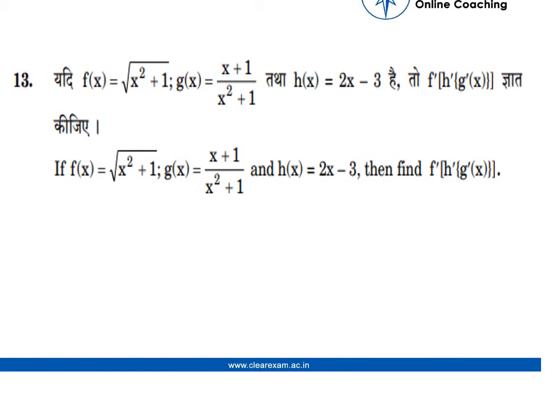Hello everyone. If f of x is equal to under root x square plus 1, g of x is equal to x plus 1 upon x square plus 1, and h of x is equal to 2x minus 3, then find f derivative of h derivative of g derivative of x.